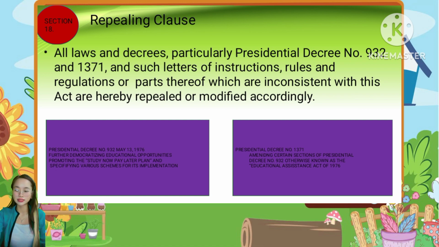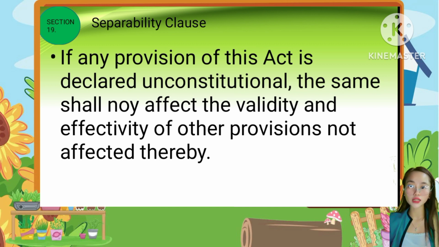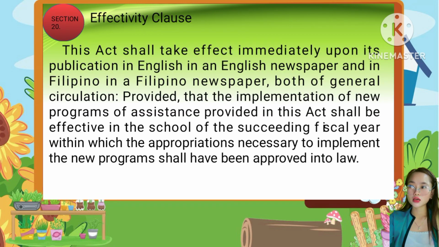Here in Section 19, the Separability Clause: if any provision of this Act is declared unconstitutional, the same shall not affect the validity and effectivity of other provisions not affected thereby. Here in Section 20, the Effectivity Clause.